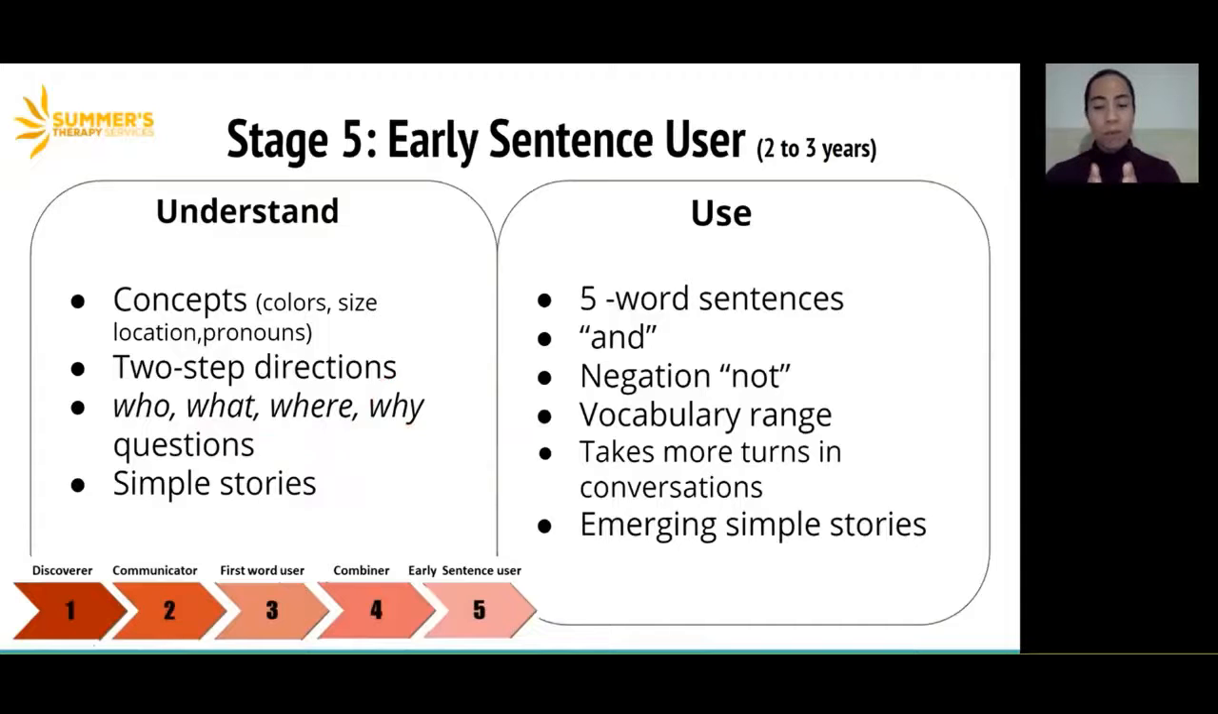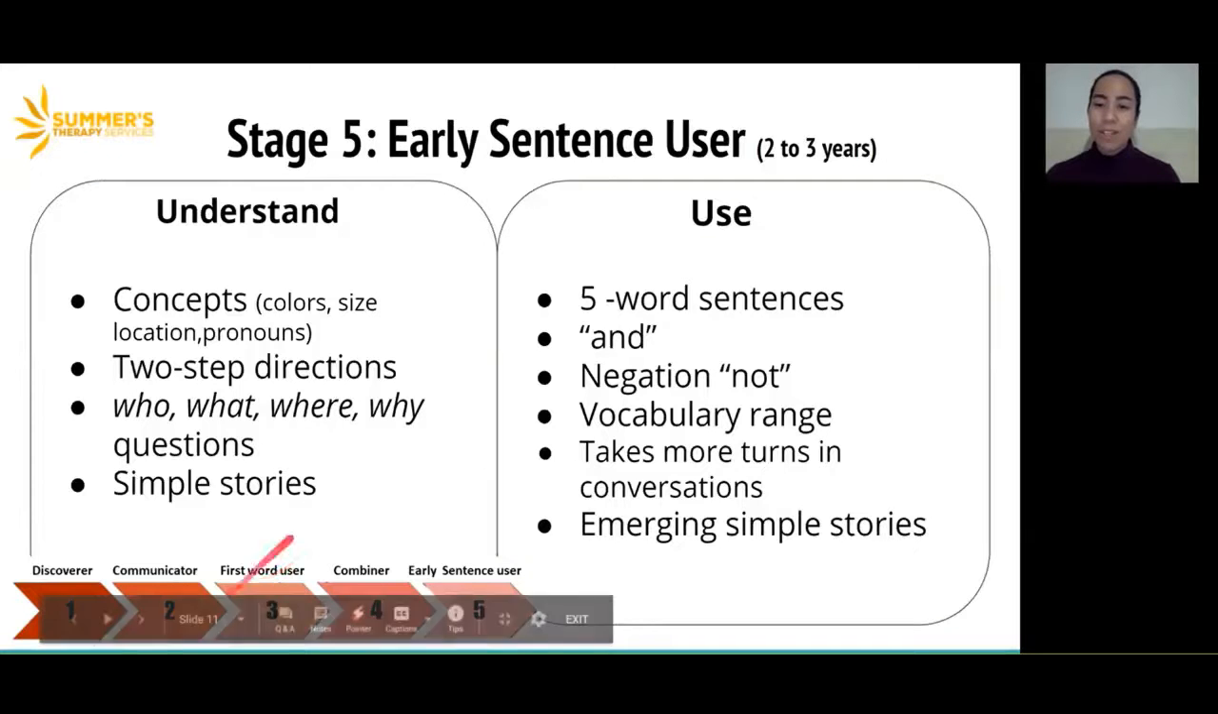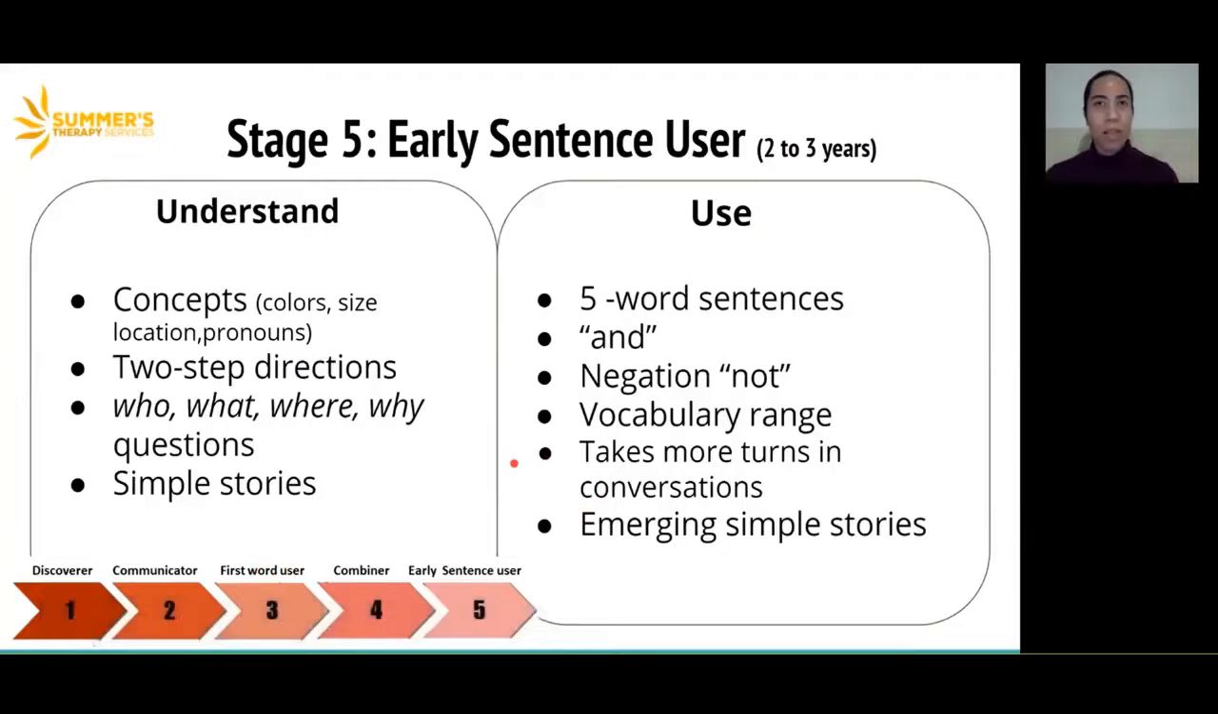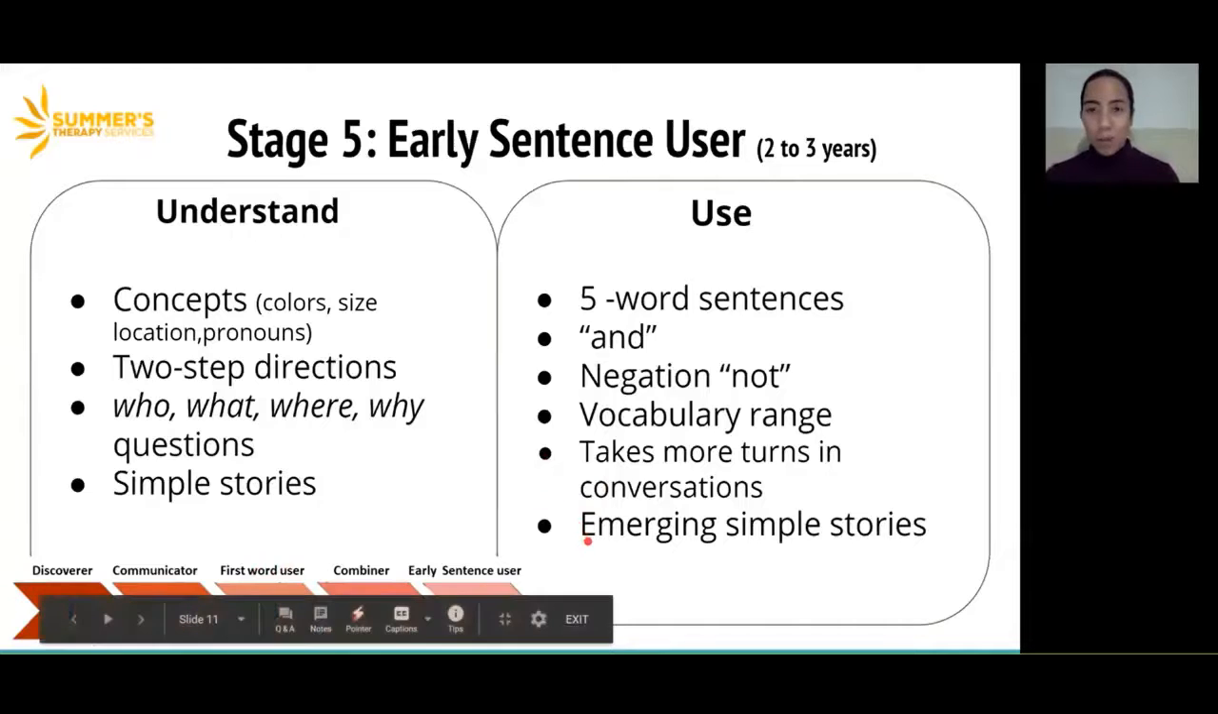When you're able to understand bigger and longer links of concepts, then you can start to understand stories, because stories are one concept after another and they are linked together. And that's where you can see their turn taking more in conversations. So the conversation is not just one turn, I say something, you say something, and the end of conversation. It can go on longer. And then simple stories may start to emerge.